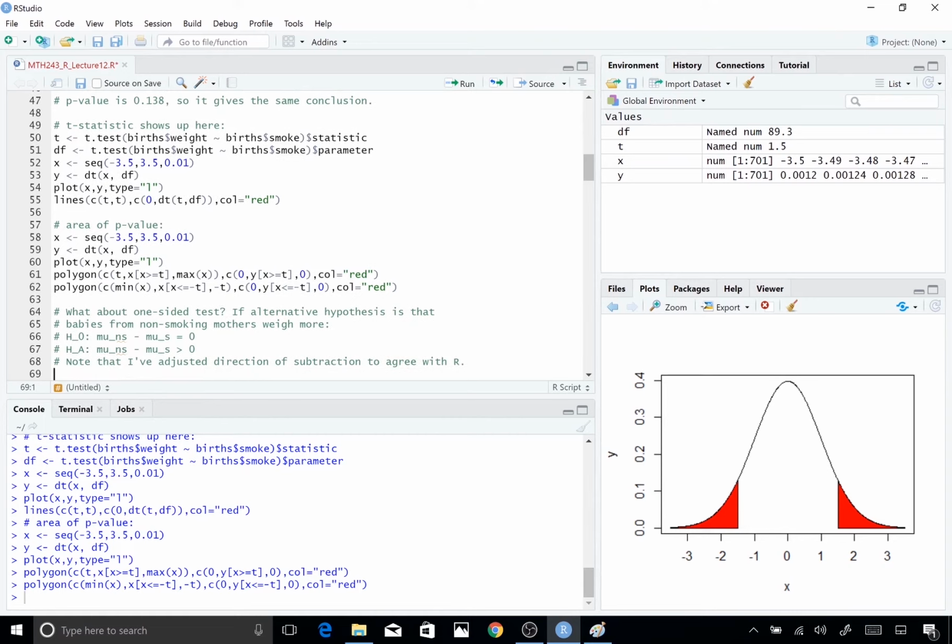For a one-sided test, where the alternative hypothesis is that the non-smoking group weighs more, you would set it up like this. This time, the direction I'm subtracting agrees with R because the p-value is affected by the direction. So it is very important to check your data to see in which direction R is subtracting.